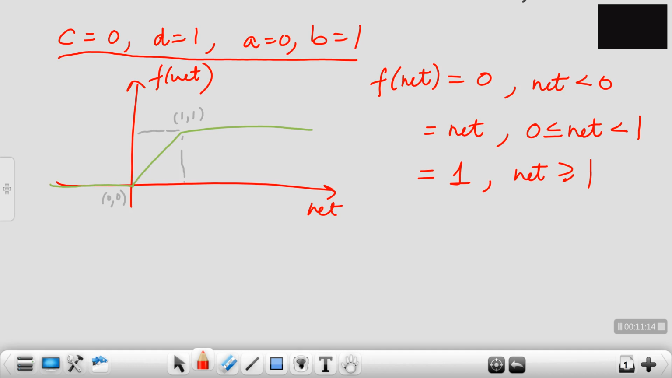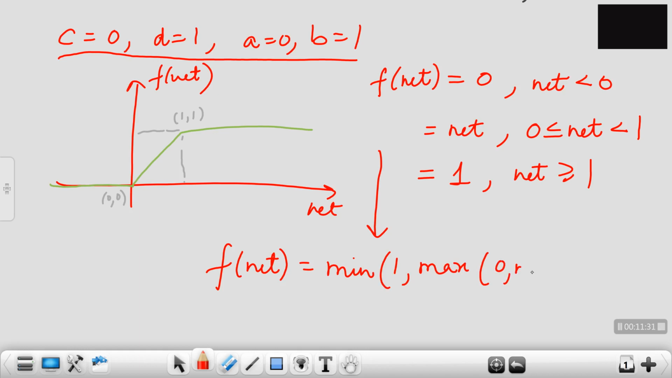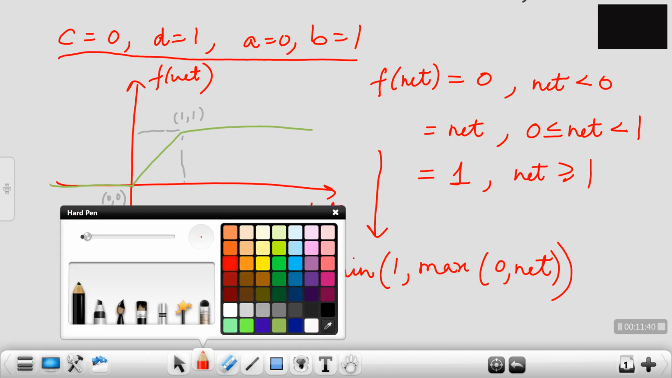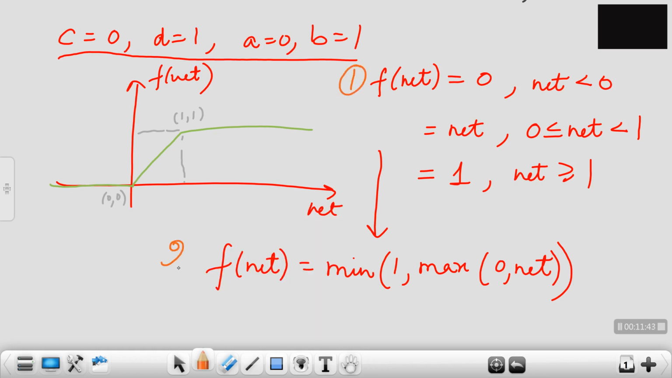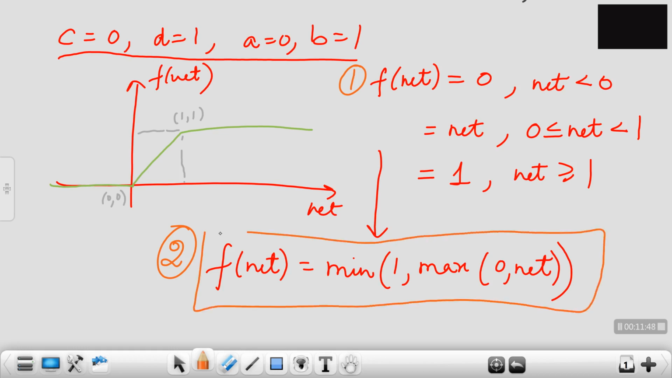Now again, if at all I want, I can write it in another form. Now this you will be using for some problems later. So f of net can be written as minimum of 1 comma maximum of 0 comma net. So this is another function which can be used for representing the same graph. So I have shown two ways of writing the equation. This is the first way, this is the second way. With one line you can write the equation. But what does it mean? F of net will give you the value which is minimum.